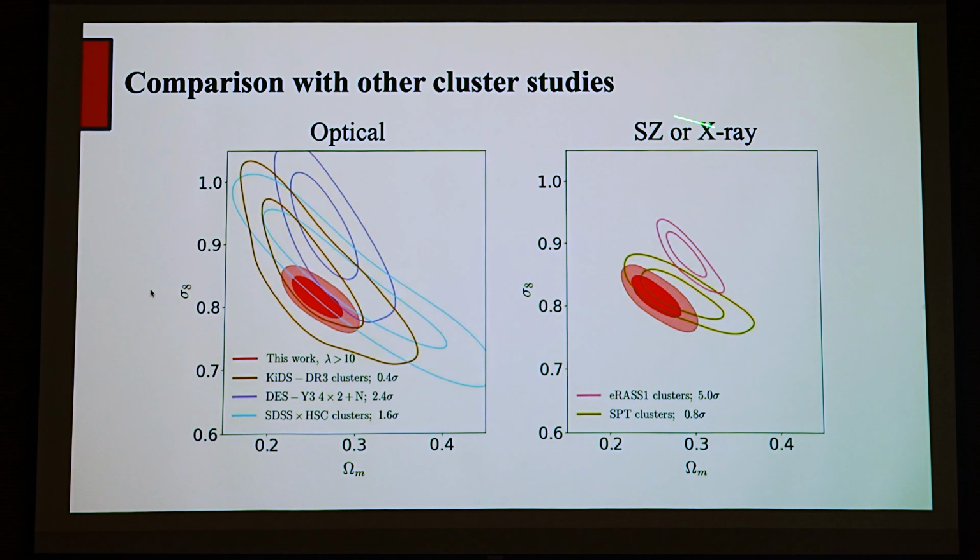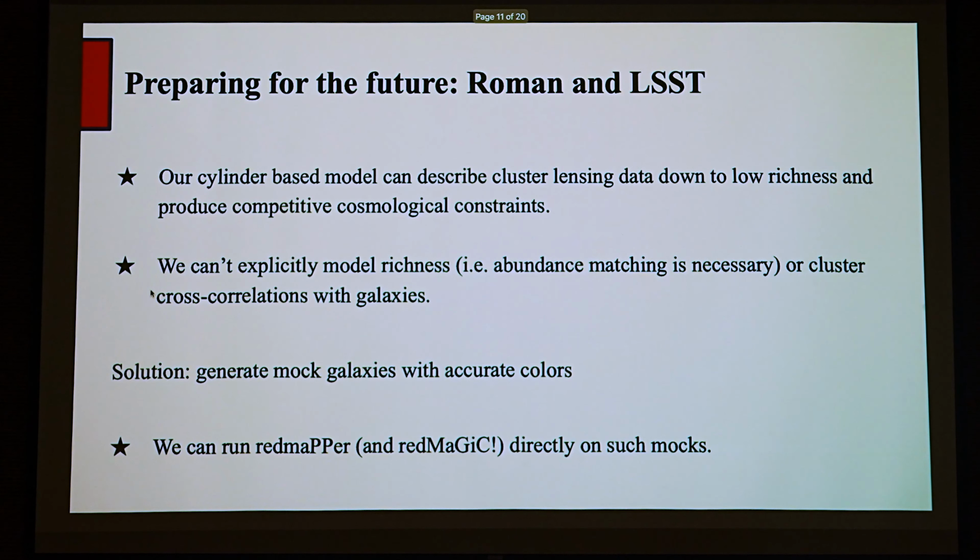And then here we have constraints from multi-wavelength cluster surveys. So we're consistent with everyone except for eROSITA. I do have some thoughts on why that might be the case. But in general, our constraints are consistent with the literature. Okay, so we've done this in Y1. Y3 is something that we're pursuing as well as DECADE.